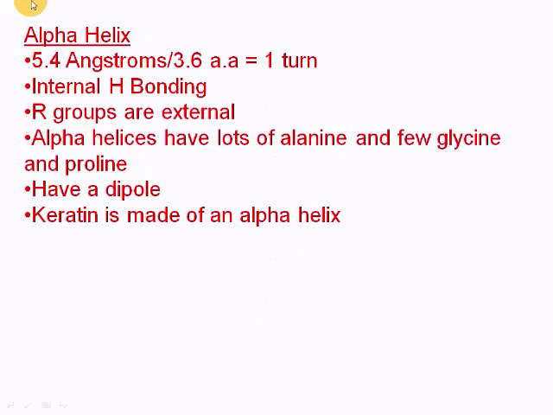Okay, so just as a review for the alpha helix, 5.4 angstroms is equivalent to 3.6 amino acids, and that equals 1 turn. The hydrogen bonding is internal, and the R groups are external. Alpha helices have lots of alanine, very few glycine and proline, and they have a dipole. And then we'll see that keratin is made up of alpha helix.